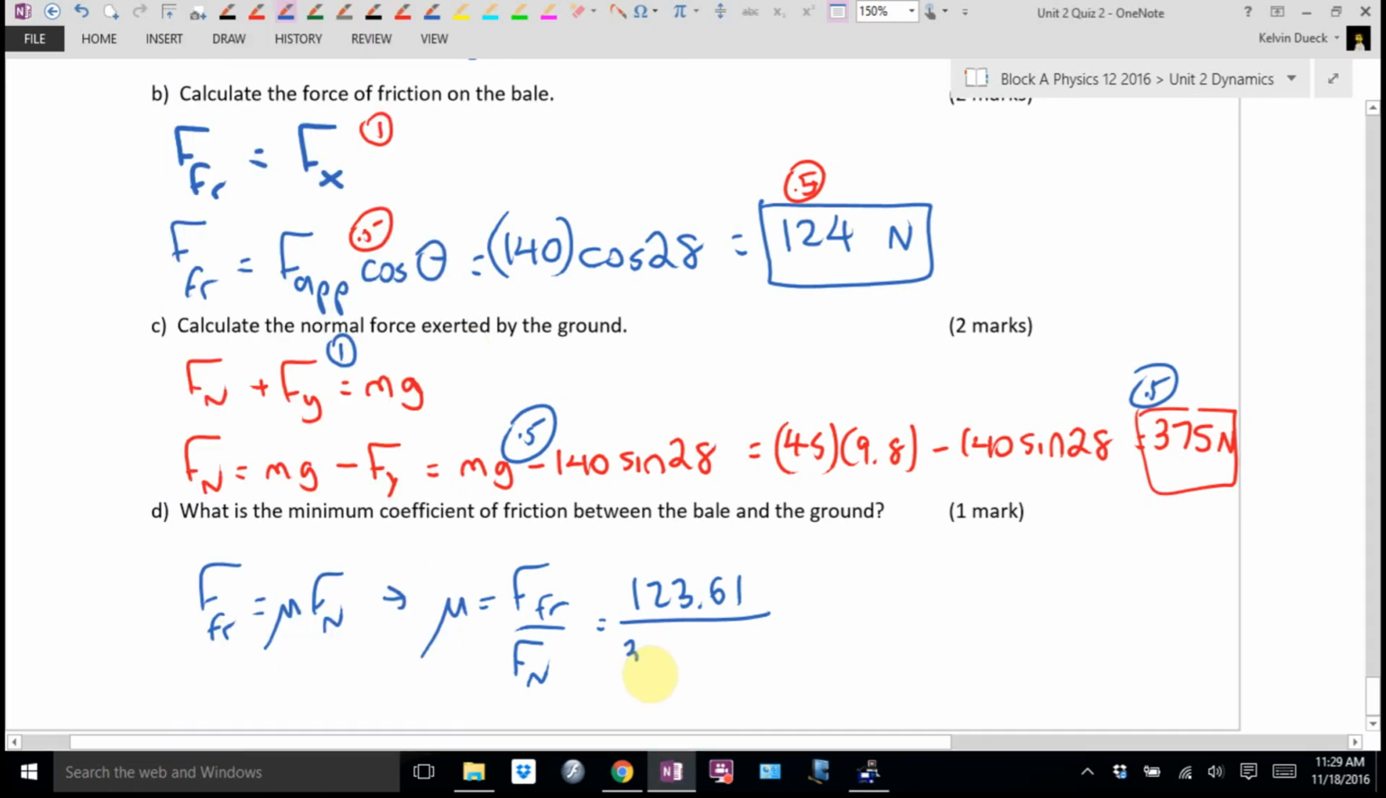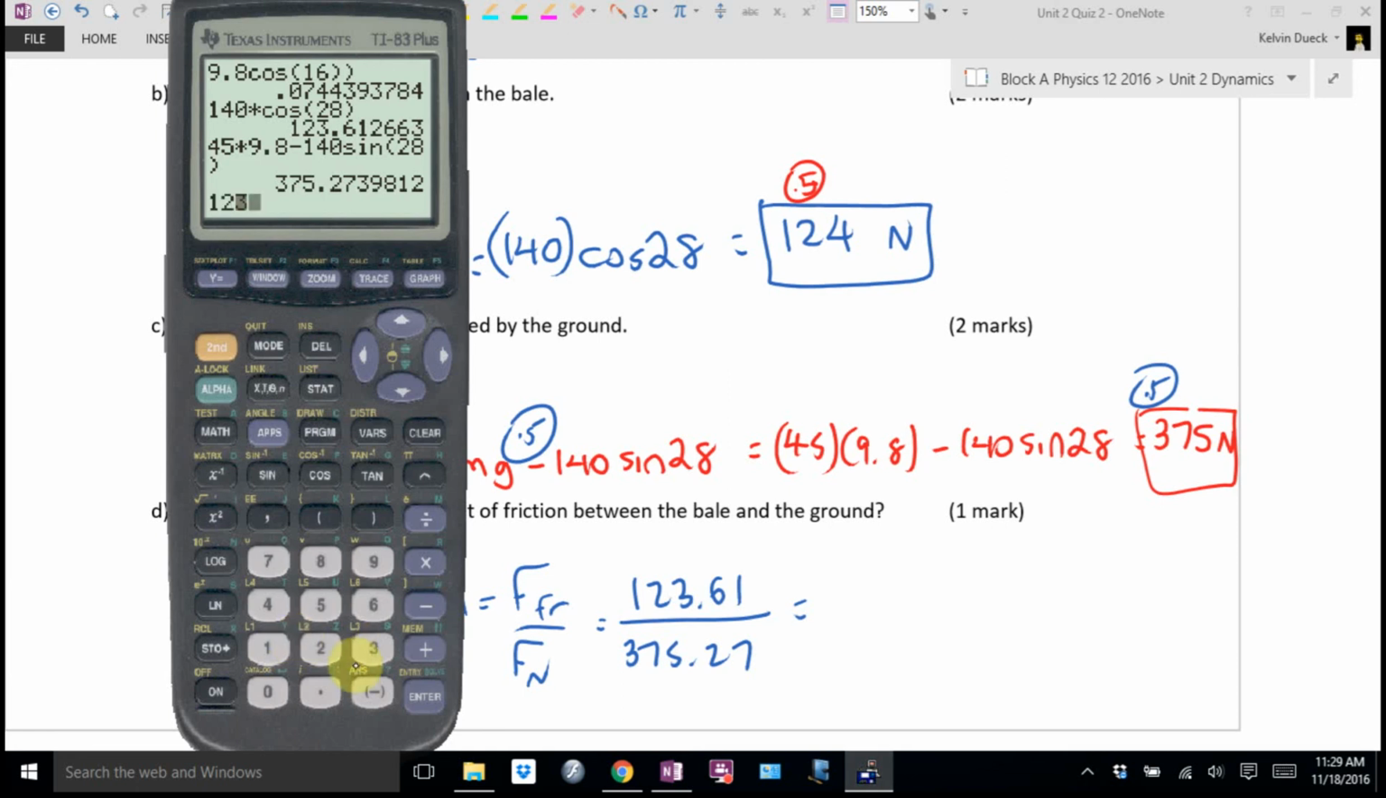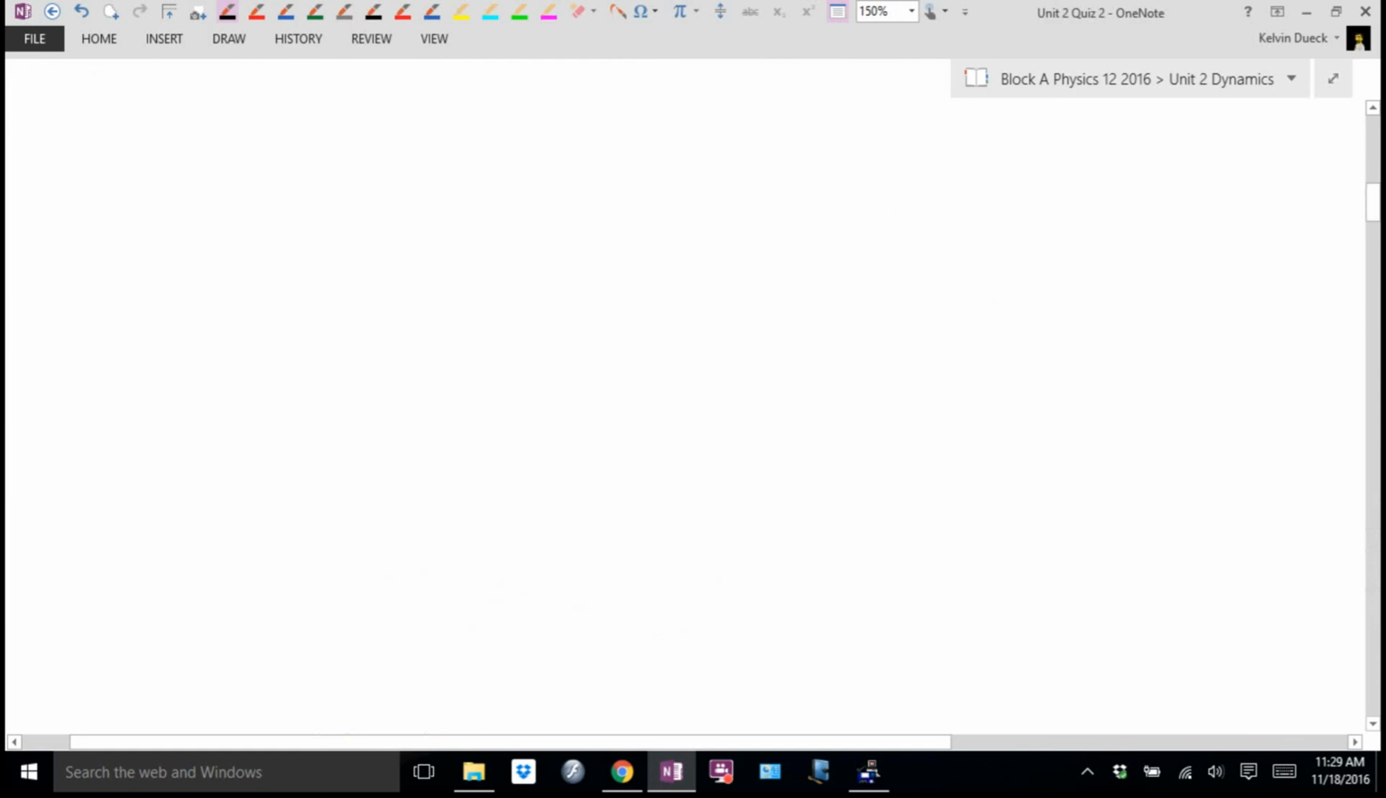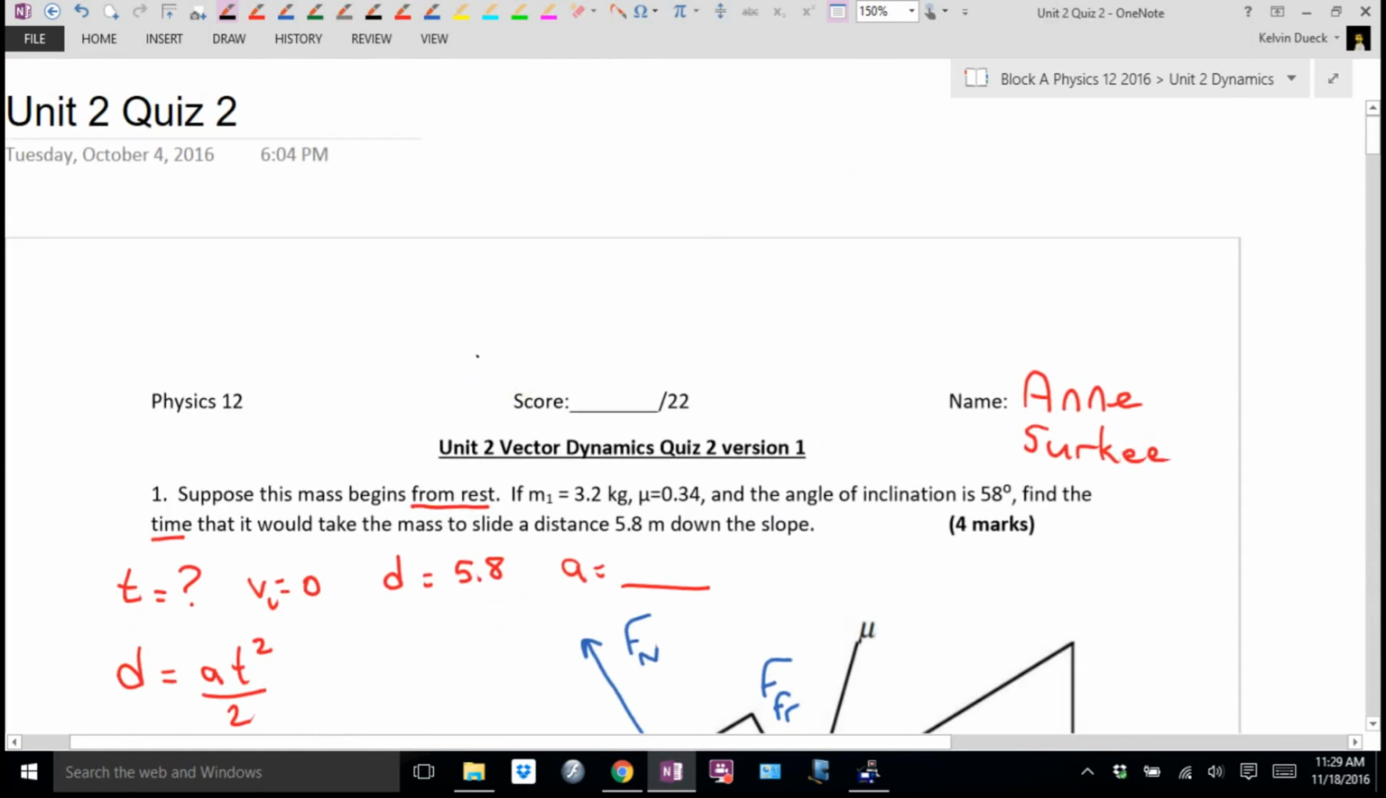In fact, I'm going to use my answer button. 123.61 divided by answer button. 0.33, 0.32, 0.34, depending on what you round it off to, but I'm going to go 0.329. 1 mark. I would give you probably a half mark if I saw that, and then a half mark for the answer. Can you give yourself a lovely score out of, is this only out of 22? I should have made it worth more.